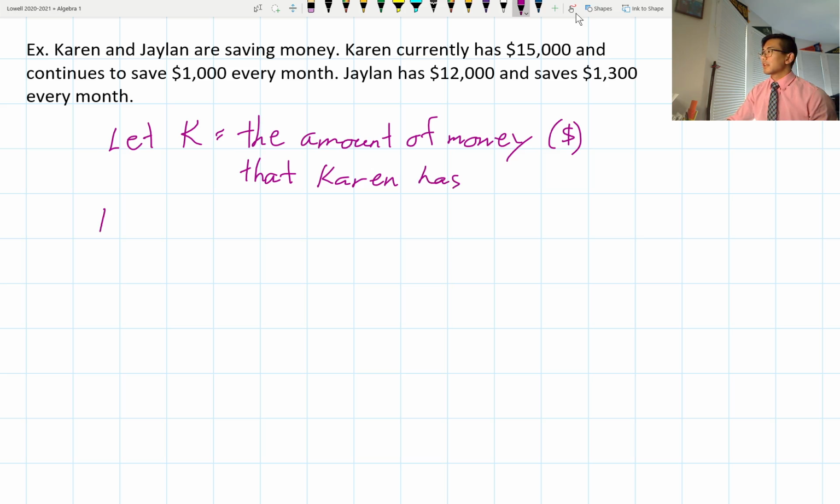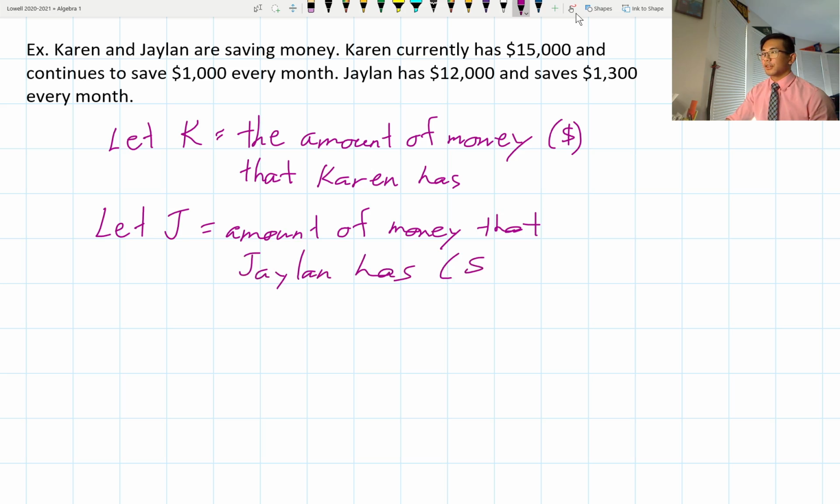And I'm going to say let J equal the amount of money that Jalen has. So the amount of money that Jalen has. Again, in dollars as well. Okay, so I think it makes sense.